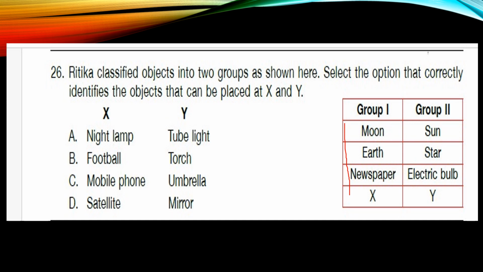So if we check answer for group A, night lamp, it is a source of light, so it can't be our answer. B, football for X and Y for torch. So it is our answer. Answer is option B. If we check others, C, mobile phone, it is not a source of light, and umbrella is also not a source of light, so it is incorrect. D is also incorrect, so answer is option B, football and torch.